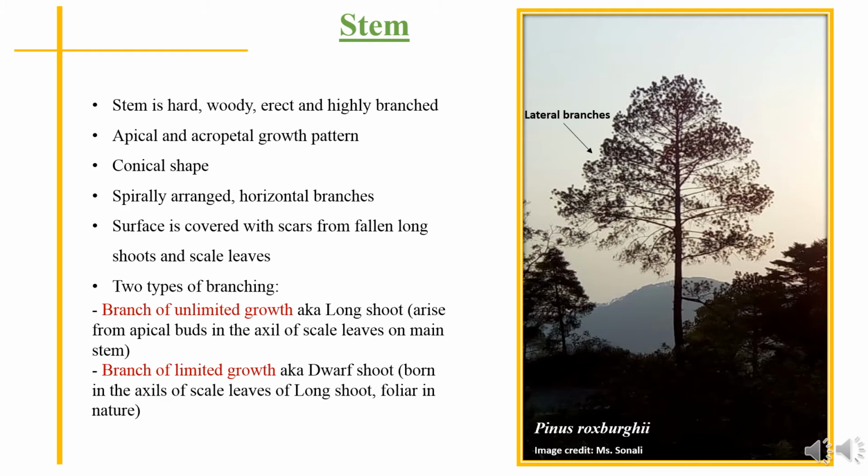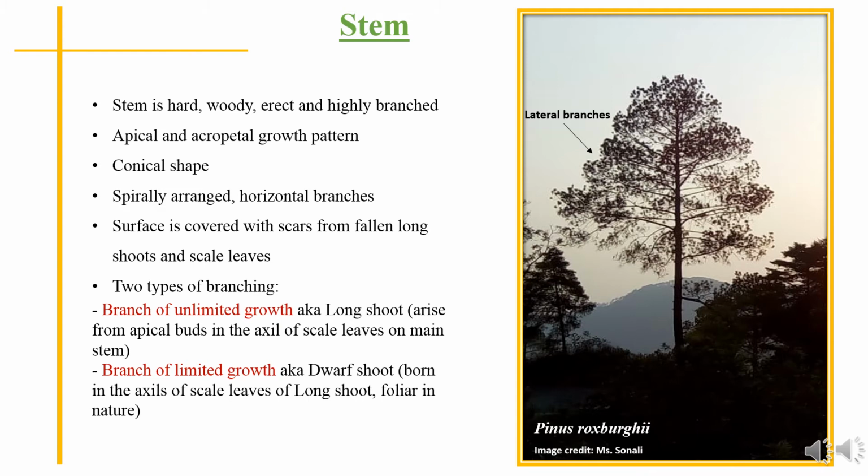You can see in the picture also of Pinus roxburghii, as the stem grows, rate of growth in apical region is more than growth rate of branches, which results in long branches towards the lower region and shorter new young branches as we move towards the top. This is also known as acropetal growth pattern, and this gives the pine its conical canopy.